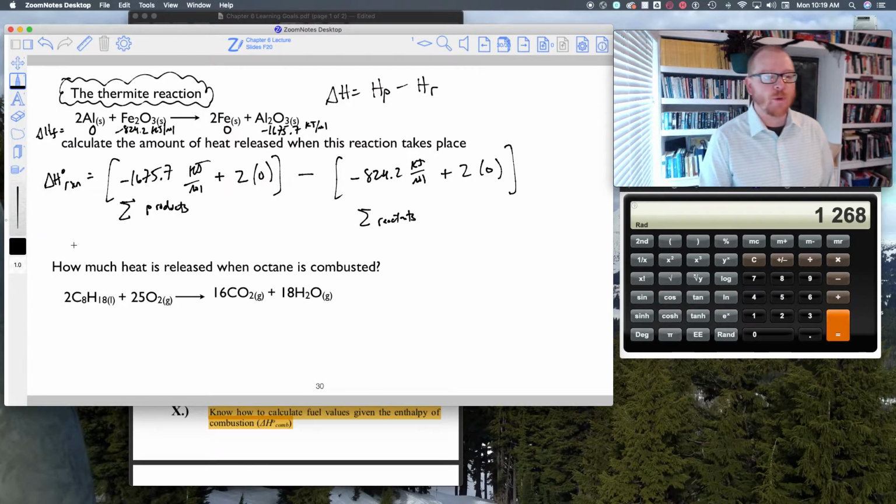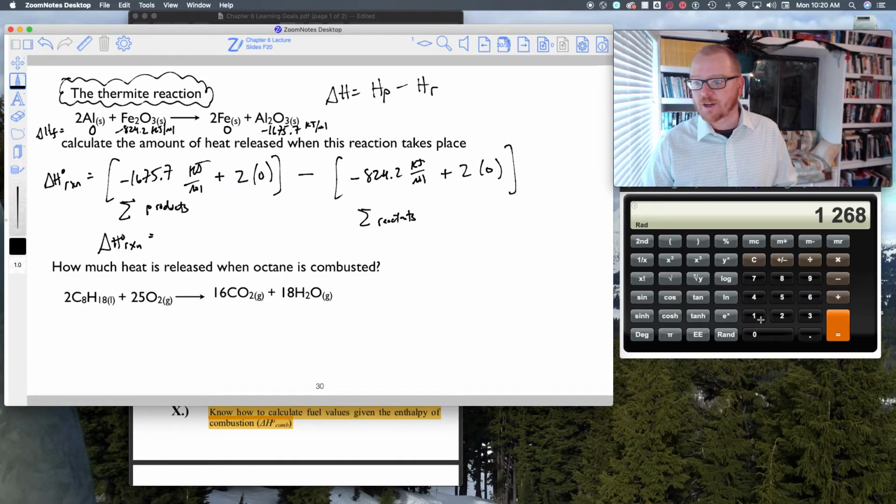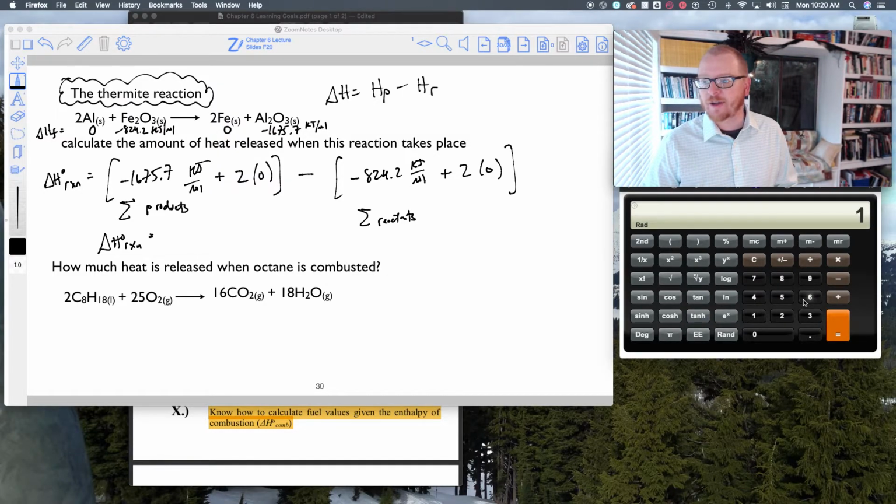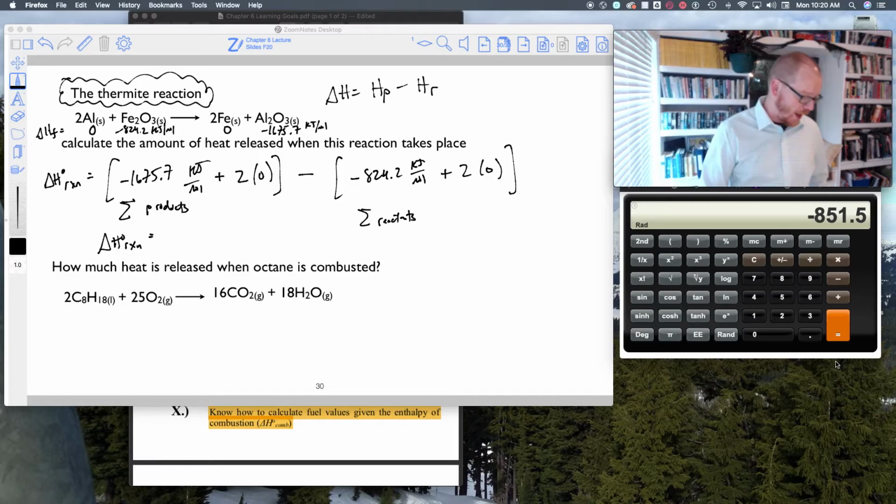And so now when I go through and do this math, we have to remember to apply our negative signs, right? Don't forget to do that. Negative 1675.7 plus 2 times 0, and look, minus negative 824.2, that's going to make that a positive, okay? So the way that's going to go, equals, and yes, that is the right answer.